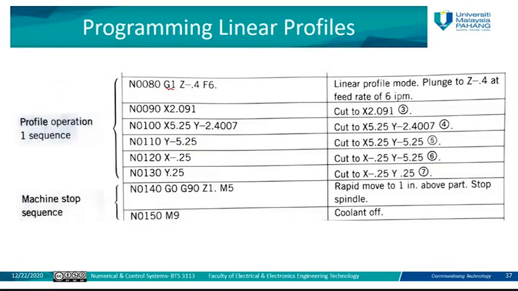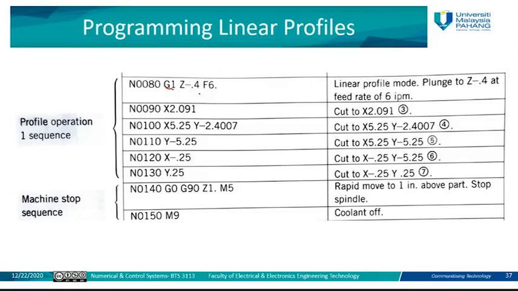So rapid move here, and we define the value of Z here, because we need to know for which depth the Z will go or need to cut, or to define the feed rate here. If Z is 0 or Z is 0.1, that means the tool will stay on top of the part. It does not go inside the part to cut or mill the part. So for this one, Z is negative 0.4.